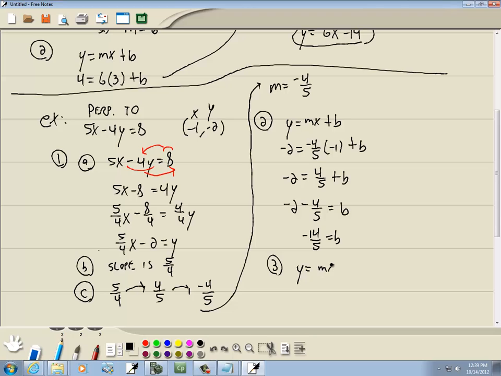So then we want to write our answer down. M, we said, was negative 4/5, and b was negative 14/5. And that'd give us our answer. Yeah, I guess that's the last one there.